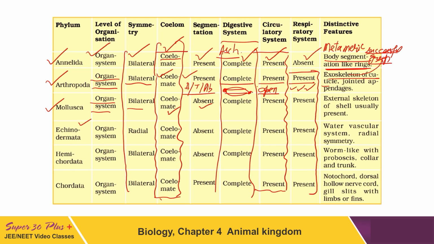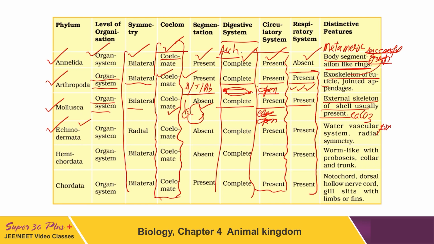Mollusca: true coelom, segmentation absent, but the body is having head, foot, and the visceral hump. Tentacles are there. Complete digestive system, circulatory system is present. It may be closed in some or open in some, both types. Respiratory system is present, is it? Respiration takes place below the mantle, in the cavity there. External skeleton of shell usually present, as you know, made up of calcium carbonate.